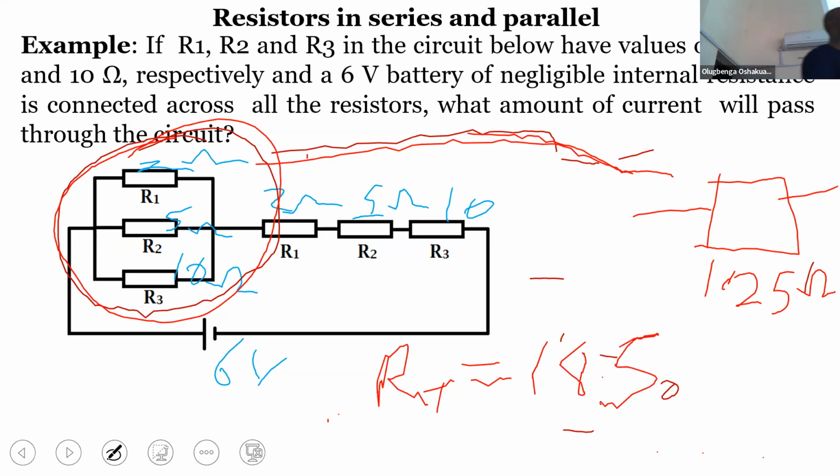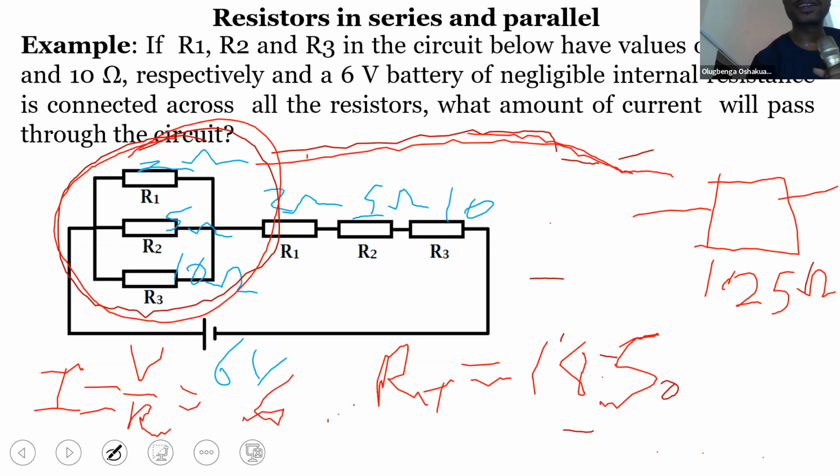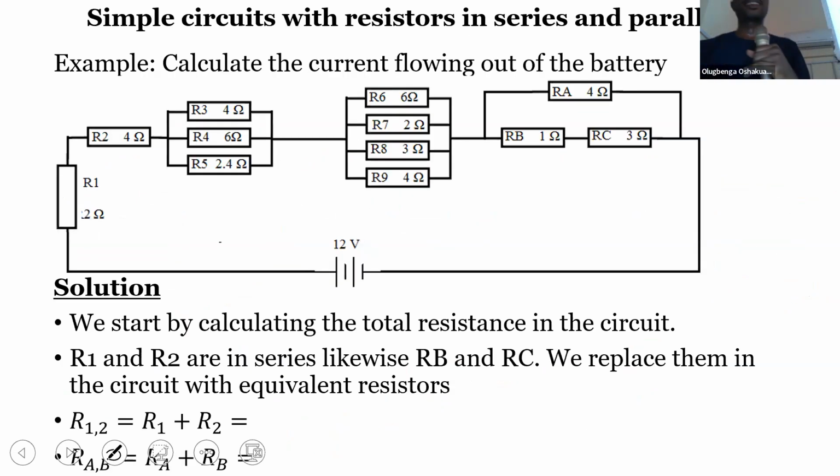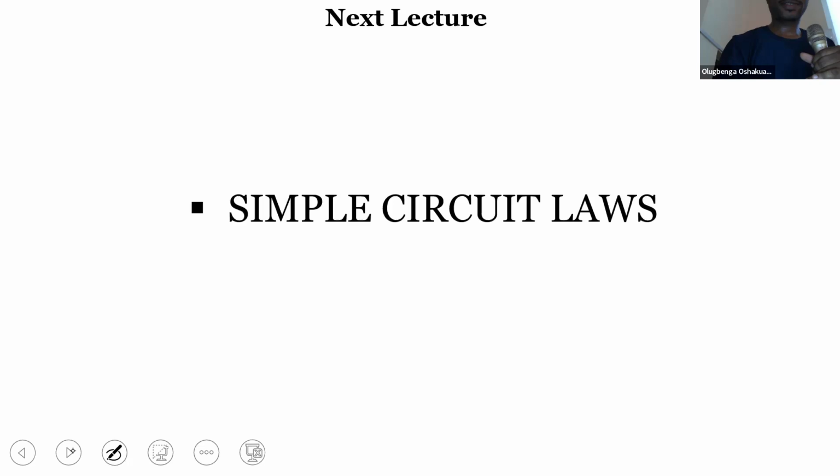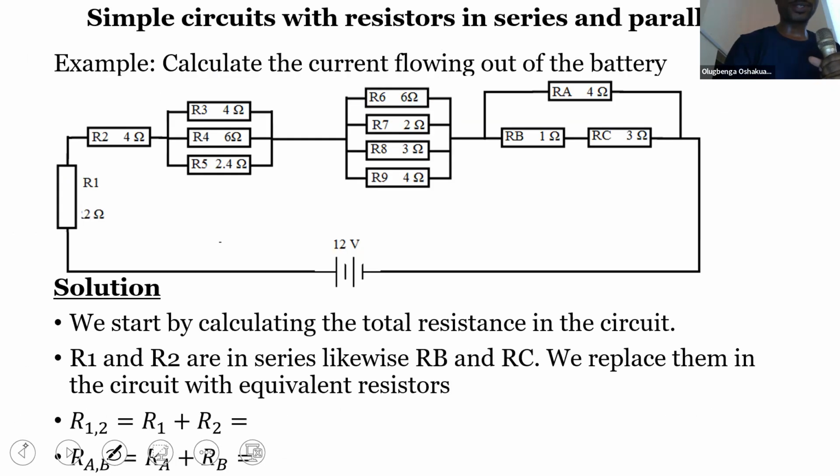While the voltage supply in the circuit is 6 volts, then the current flow should be what? The current flow I would now be V over R, and V is 6 and R is 18.25. So whatever it is, that is it. So I think we can brush over this one. I expect you to take this.